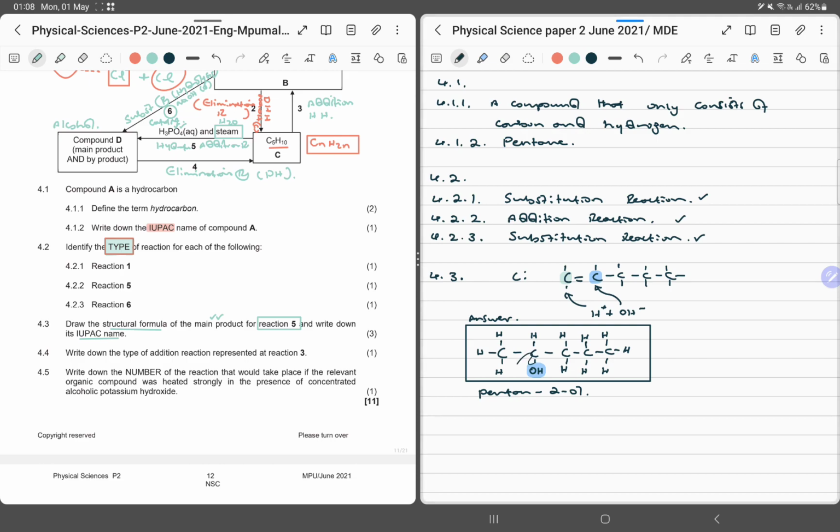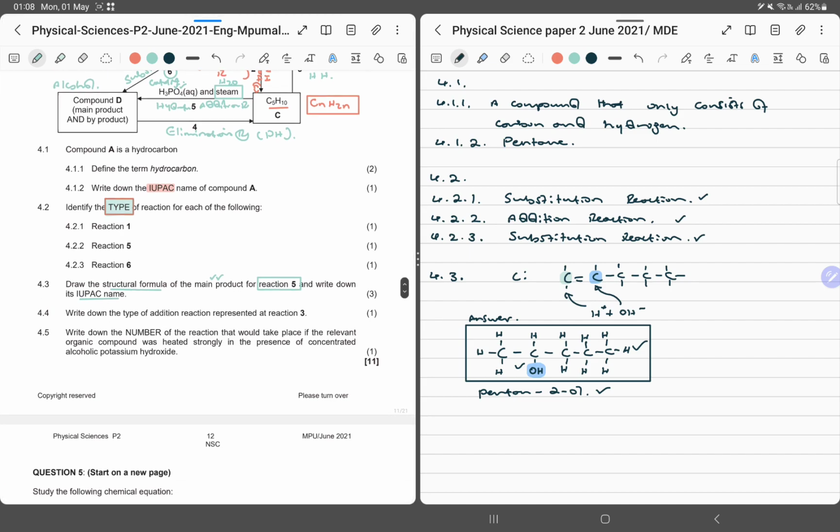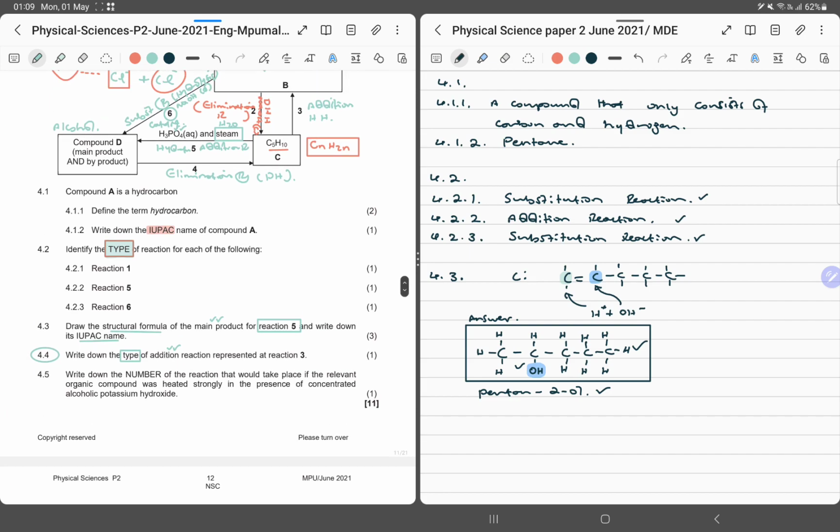So basically here the position of the OH, the parent chain and the IUPAC name, I think, is where the 3 marks come from. Let's finish up this thing now. It says now write down the type of addition. Now this is where they like to just mess around. You can't say the type and then name the type again. Just say the specific name. That makes it a bit better.